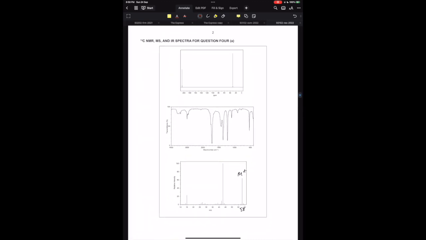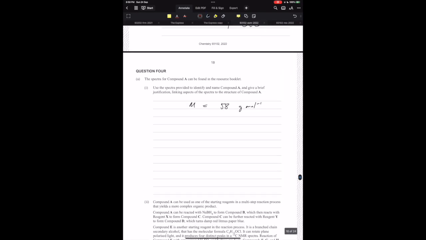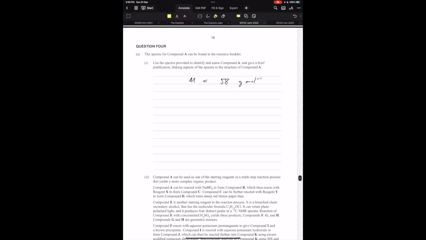We can see a characteristic peak here, around 1700. And if we look down here, 1700 is very characteristic of an aldehyde or ketone or carboxylic acid, or anything to do with the C double bond O groups, the carbonyl groups. So we know that this must have C double bond O because of the 1700 per centimeter peak in the IR.